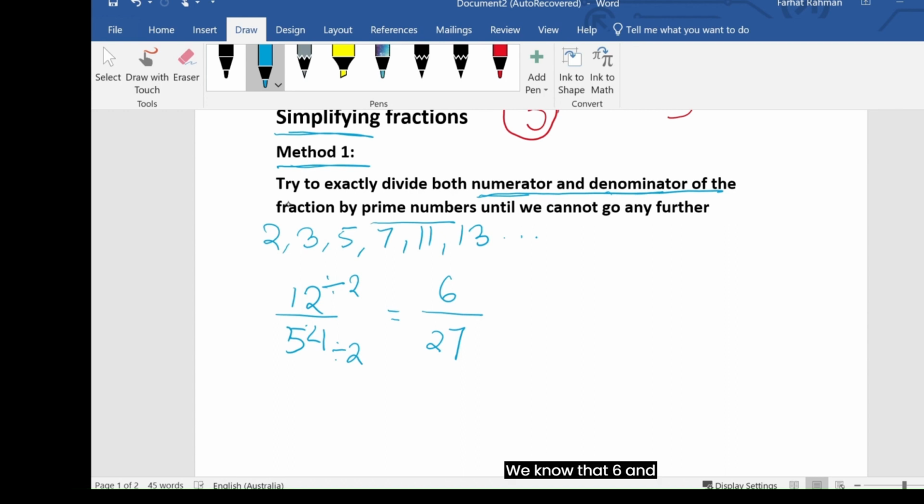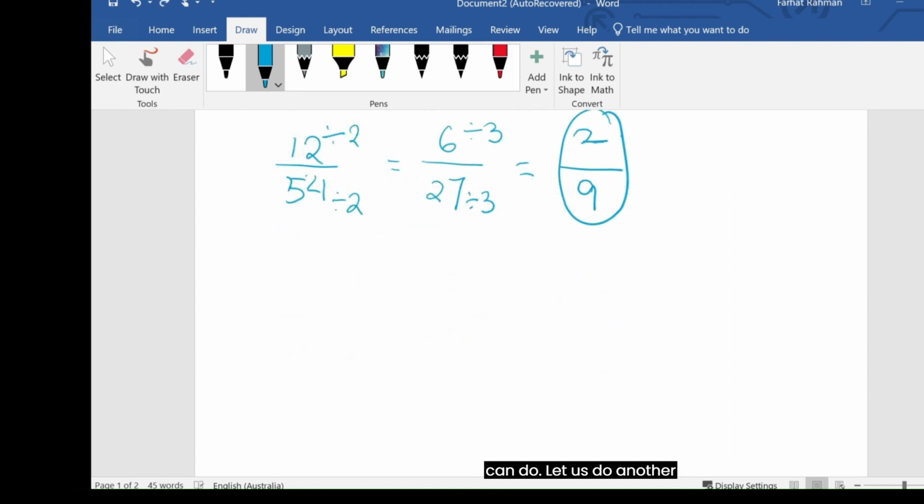We know that 6 and 27, both these numbers are exactly divisible by 3. Exactly divisible means it leaves us with no remainder. So we divide both numerator and denominator by 3. 6 divided by 3 is exactly 2 without any remainder, and 27 divided by 3 is exactly 9 without any leftover or remainder. 2 and 9 cannot be exactly divided by any numbers, so that is as far as we can do. Let us do another example.